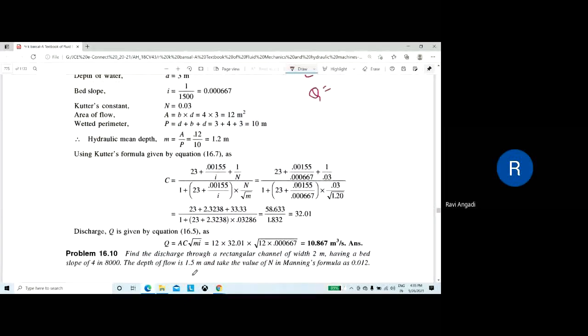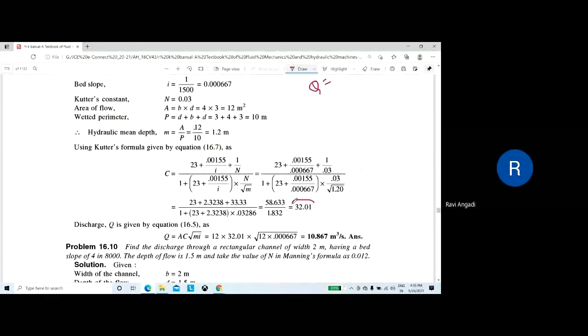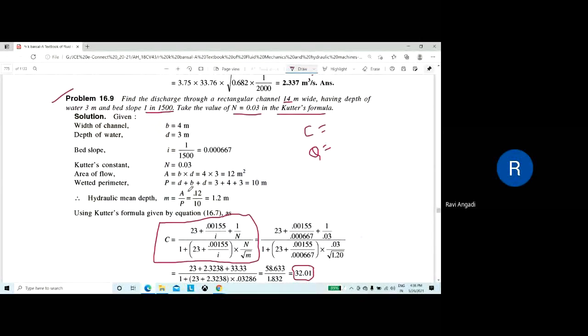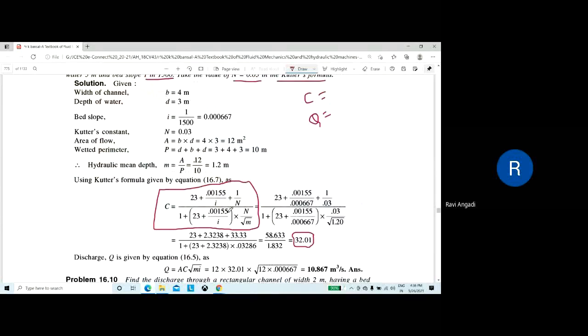So here the value of C is 32.07. So check the answer, all of you. Sir, they taken 4 meter wide, sir. Actually, it is 14 meter wide, sir. Okay, I'll check it. Okay, 14 meter. Here they have made a mistake. If you take 4 meter wide, what about the value of C?